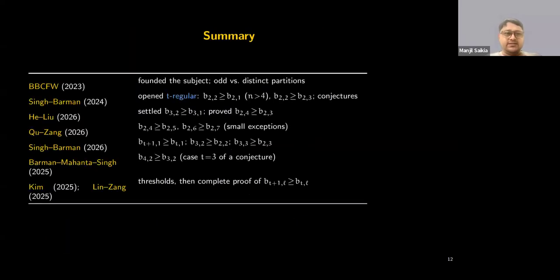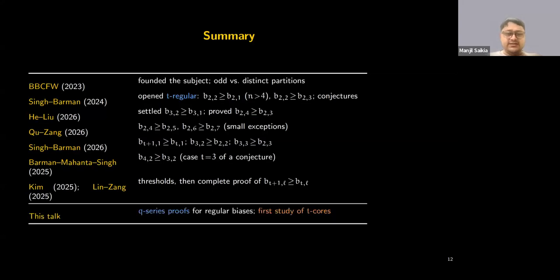So this is a summary of what I mentioned here. What we are interested in is I want to show you 2 cases of Singh and Barman's results, which were proved combinatorially, but where we give a q-series proof. And then I want to introduce the first study of hook length biases for T-core partitions.